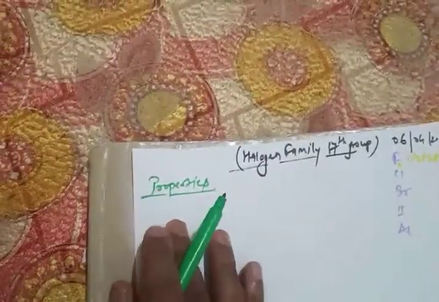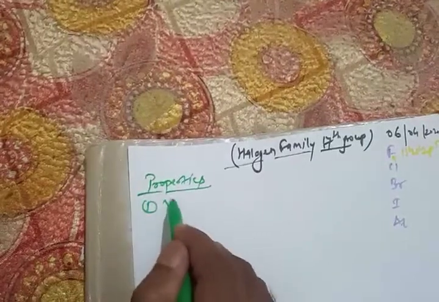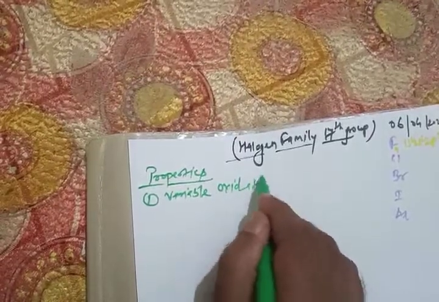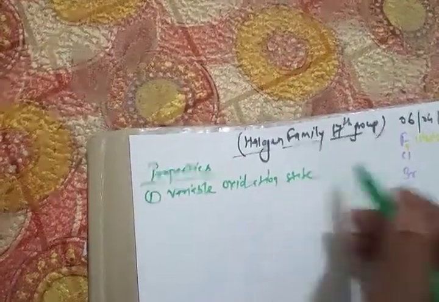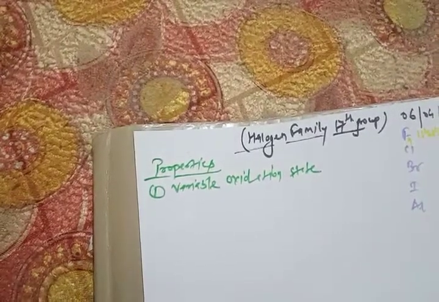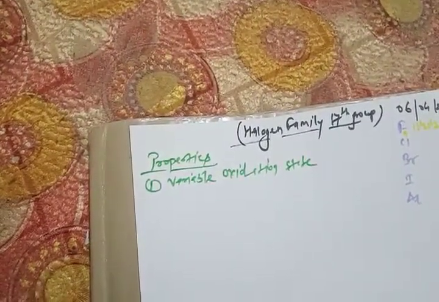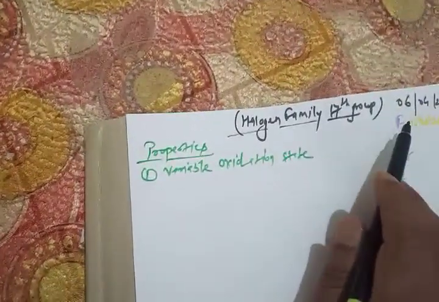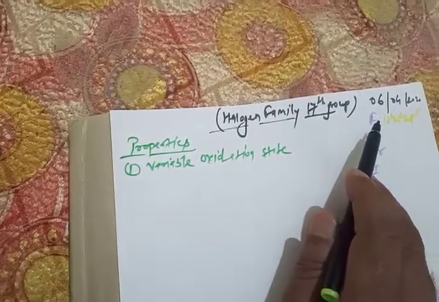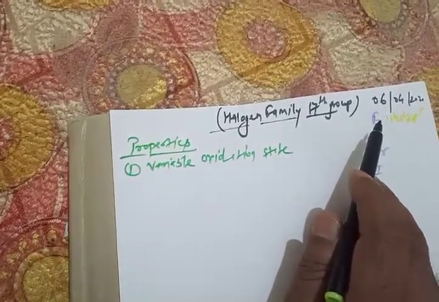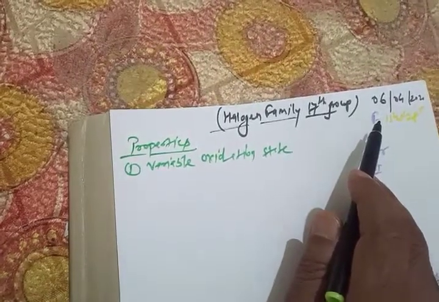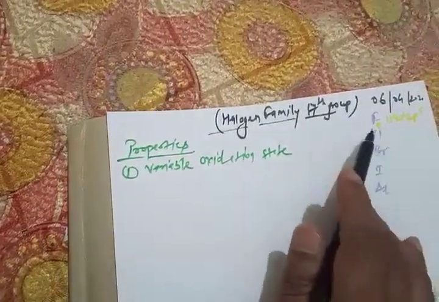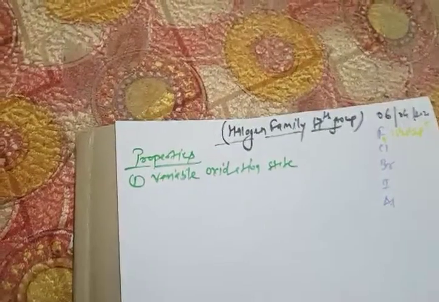So the very first property is variable oxidation state. As we had discussed in our previous lecture, how will we find it? Except the first member, fluorine, because it cannot extend its valency because of the unavailability of d orbital, chlorine, bromine, and iodine can do so. As the size increases, it can extend its valency.